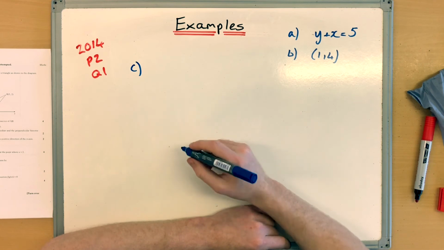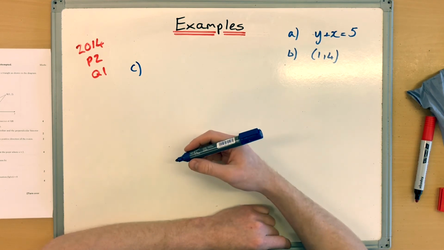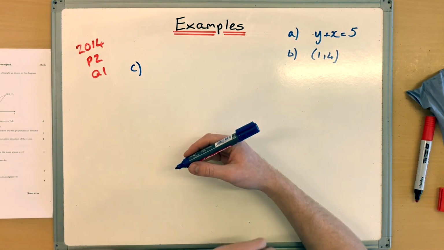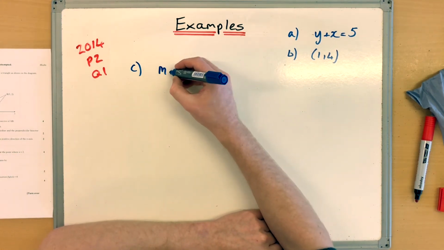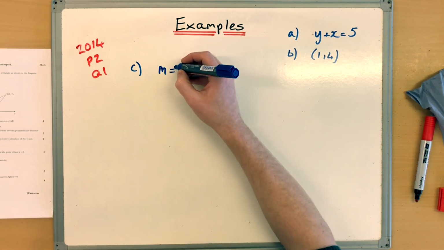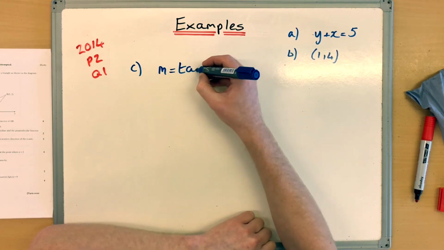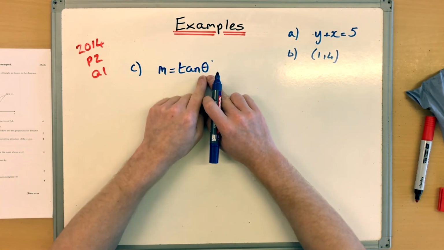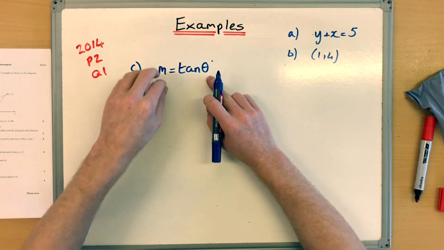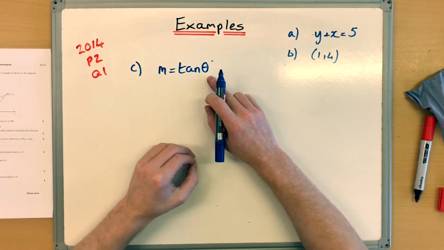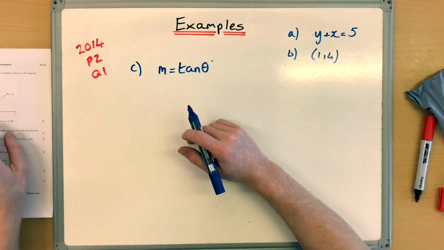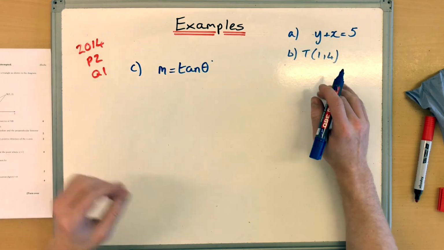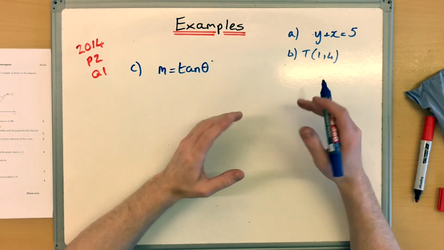Okay, so for part C, we're asked to find the angle that AT makes with the positive direction of the x-axis. Now, as soon as I see that, I know that I'm going to use m equals tan theta. Okay, angle makes with the positive direction of the x-axis. And if I want to calculate the angle, then what I'm going to need to know is what the gradient is, so I can put that in here. Now, one thing to do would be to take the coordinate of A and the coordinate of T, which we found in part B, and work out the gradient. And that'll be fine, you'll get the gradient there.